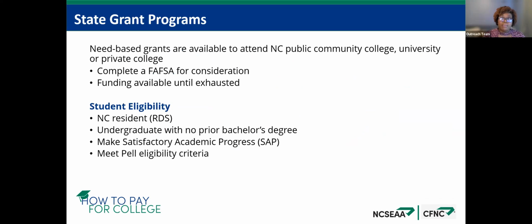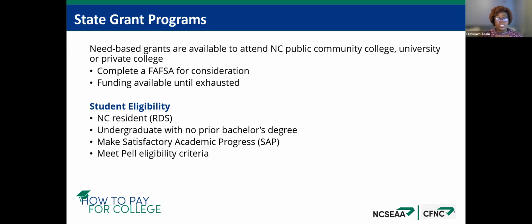There are some state grant programs that students and families can tap into on the back end. After families and students have reduced the cost of college up front by participating in one or more of the programs we just talked about, need-based grants are available depending on whether you're going to a North Carolina public community college or university or one of the private colleges in North Carolina. Students will need to complete a FAFSA to be considered for these programs, and funding is available until it's exhausted. Students will need to complete the RDS process, which we outlined a couple of slides earlier, and be deemed legal North Carolina residents. They'll need to be undergraduate students, at the community college or 4-year college level, with no prior bachelor's degree. And they'll need to be able to make satisfactory academic progress.